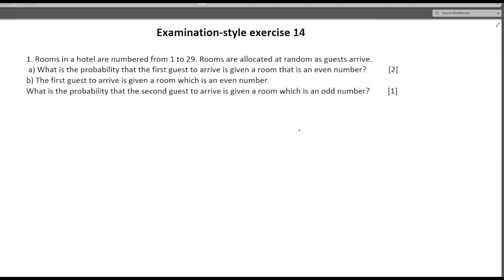Hello everyone. Here we are going to solve examination style questions from probability. The first question is, rooms in a hotel are numbered from 1 to 29. Rooms are allocated at random as guests arrive. What is the probability that the first guest to arrive is given a room that is an even number?